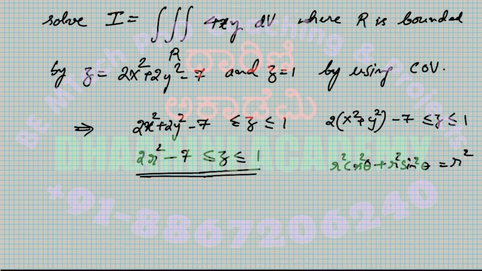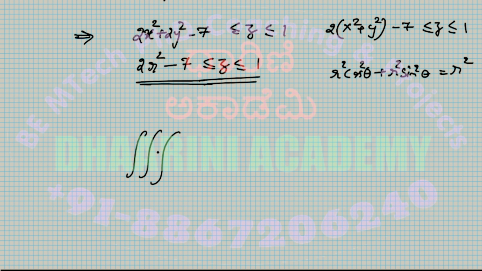Now, in order to identify this whole boundary, they have given a condition that it's bounded by z equal to this term and z equal to 1, correct? So two values of z have been given, indicating that I'm trying to find a surface which matches this condition, correct?